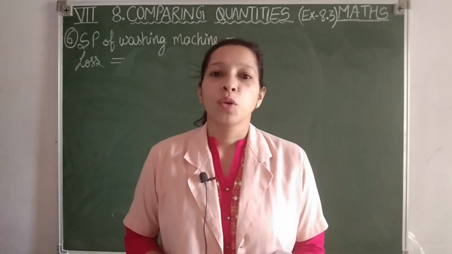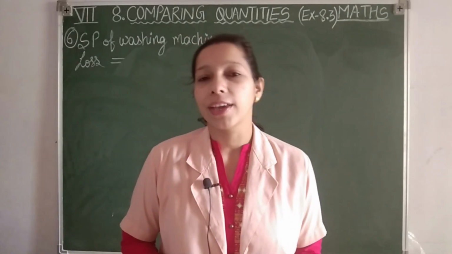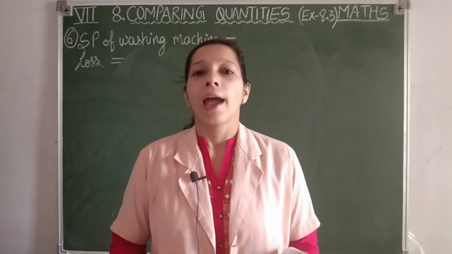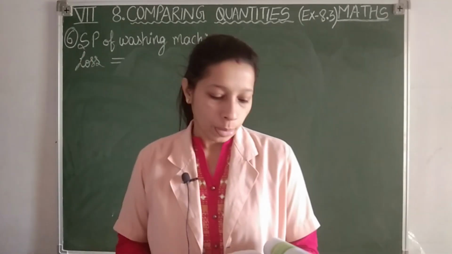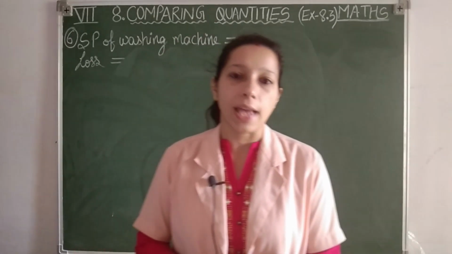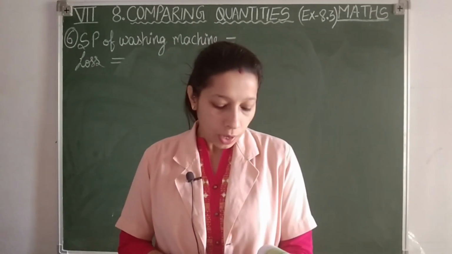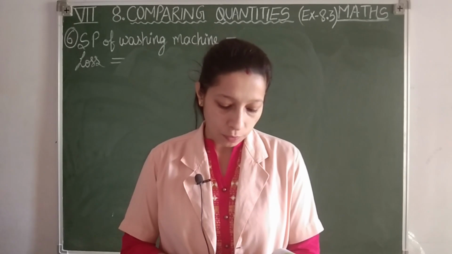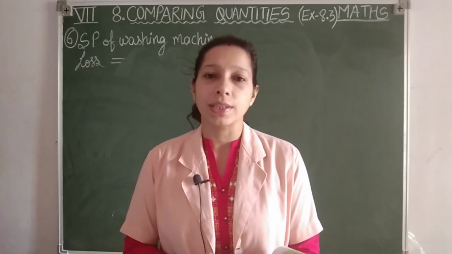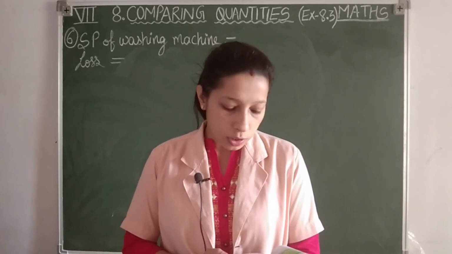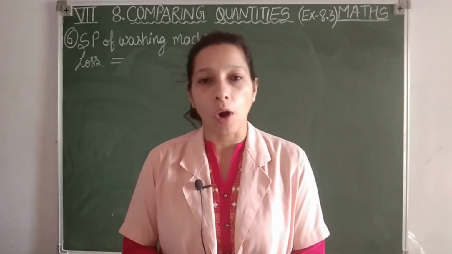So in the last video we started exercise 8.3. We solved the first 5 questions, and today in this video we are going to begin with question number 6. Again students, take out your textbooks and look at question number 6. Juhi sells a washing machine for rupees 13,500. She loses 20% in the bargain. What was the price at which she bought it?